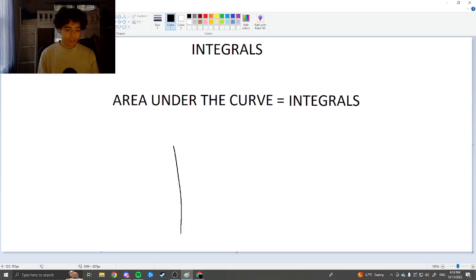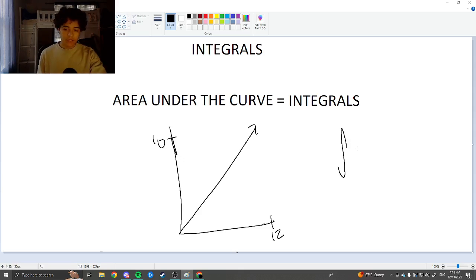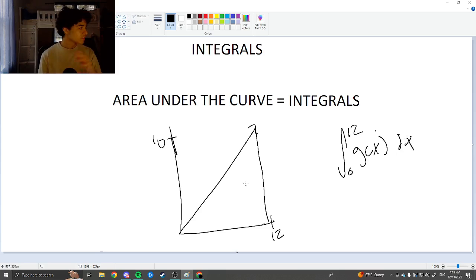So let's say that you have a function and it's a perfectly straight line that goes like this. And this is 12, right? And let's say this is 10. If you have to find the integral of this function, let's call it g of x, from 0 to 12, you would find, okay, it's a perfect triangle. So 12 times 10 is 120 divided by 2. The area is 60, right? 60 square units. So your integral here equals 60.